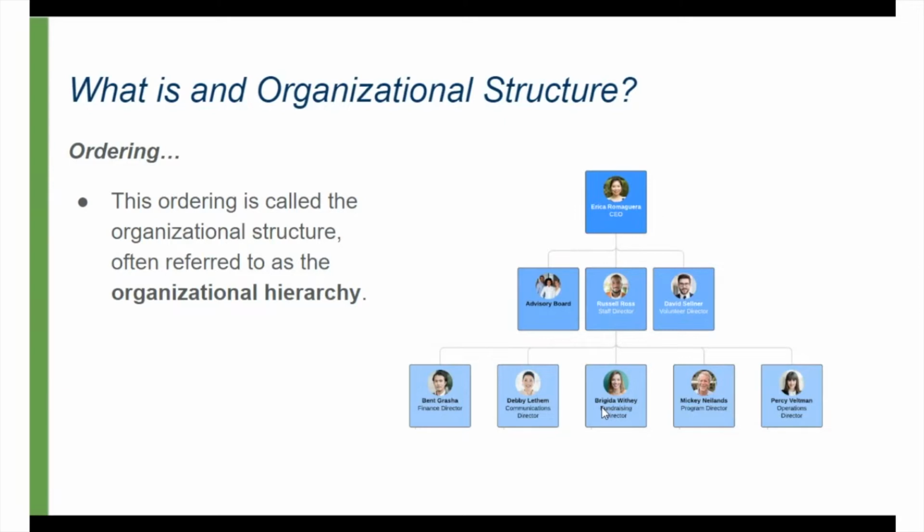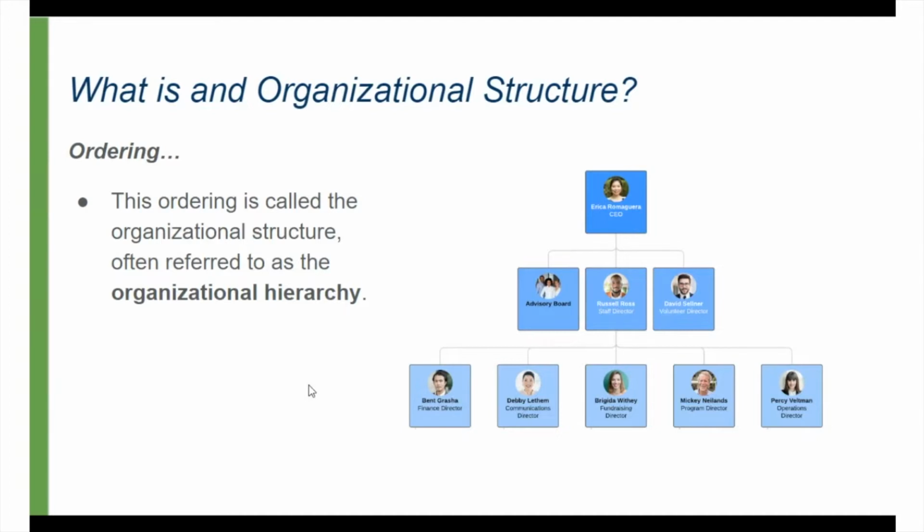So this ordering is what's called an organizational structure. And no matter how big your organization is, if you've got more than one employee, there needs to be some form of organizational structure. If it's just yourself, obviously the structure consists of one person. But it's for the business's sake and the people who work in it, because they know who they report to.